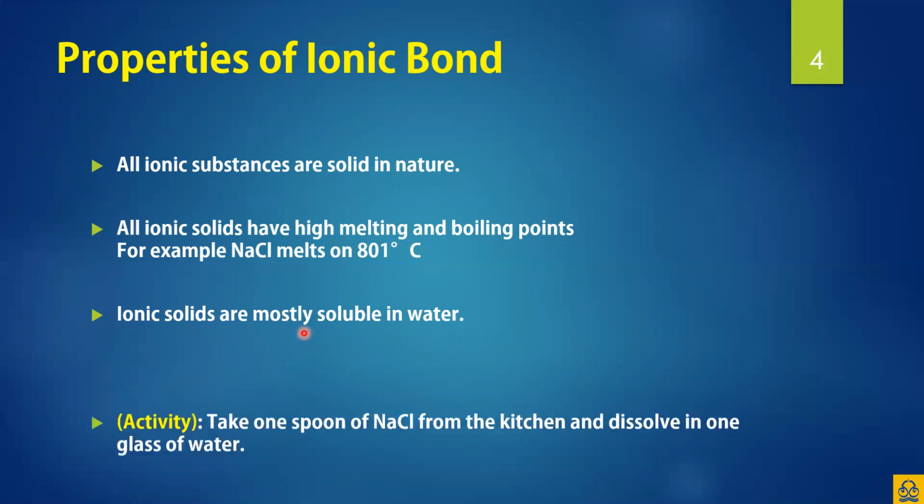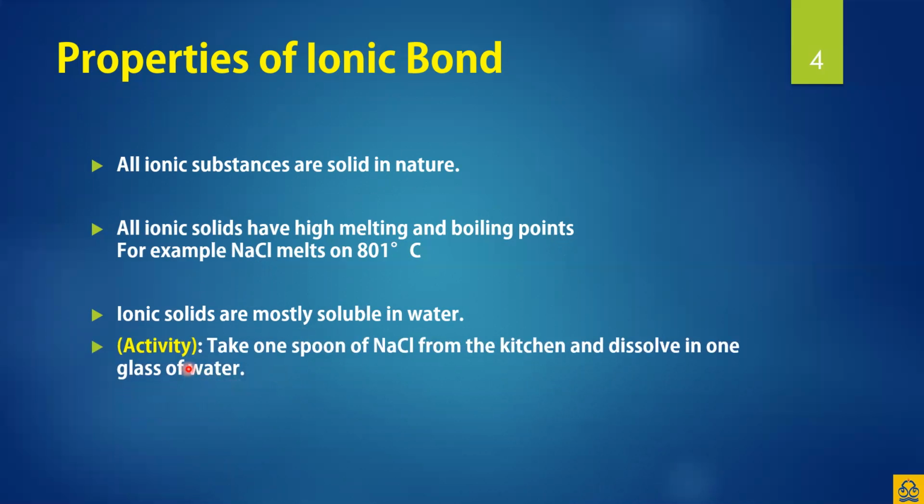As you can see, this is the task for you. You have to perform it physically in your kitchen. Take 1 spoon of NaCl from the kitchen and dissolve it in 1 glass of water. You will see that sodium chloride, NaCl, is completely dissolved in water, and this is one of the properties of ionic compounds, that ionic solids are mostly soluble in water.